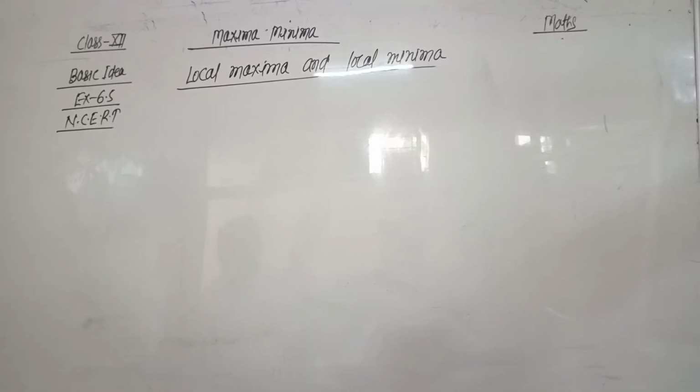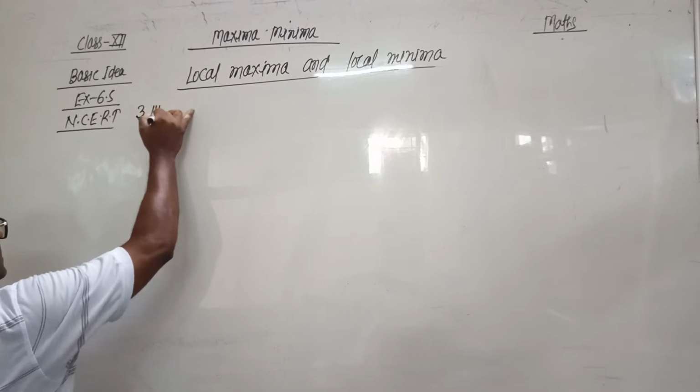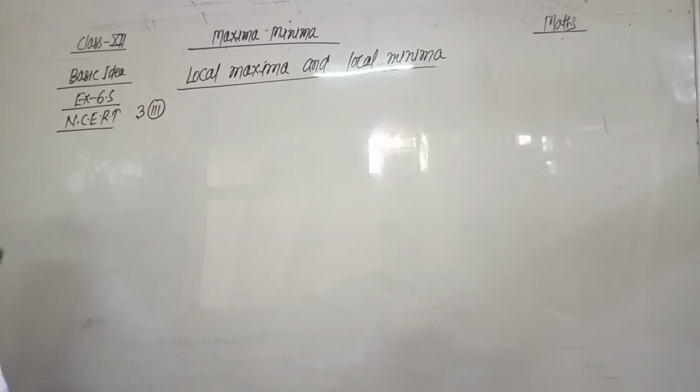We continue exercise 6.5, maxima and minima. We were discussing local maxima and local minima. Let us see the third part of question 3.